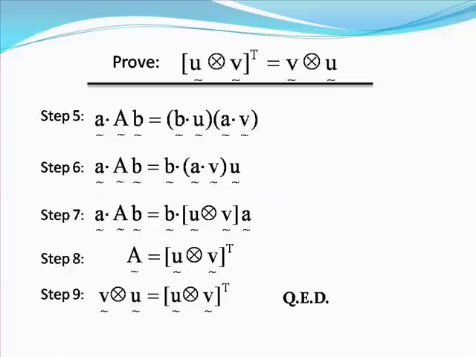Now in step 9, you will recall that we initially defined the tensor A as v tensor product u. Therefore, we make that substitution on the left side of the equation, and we have our proof completed.